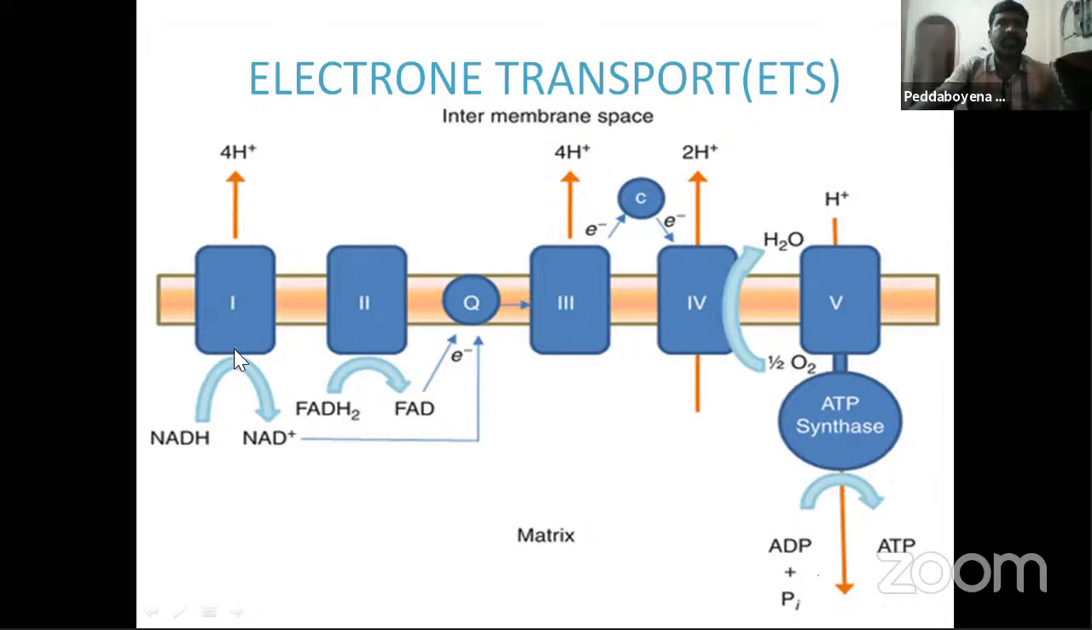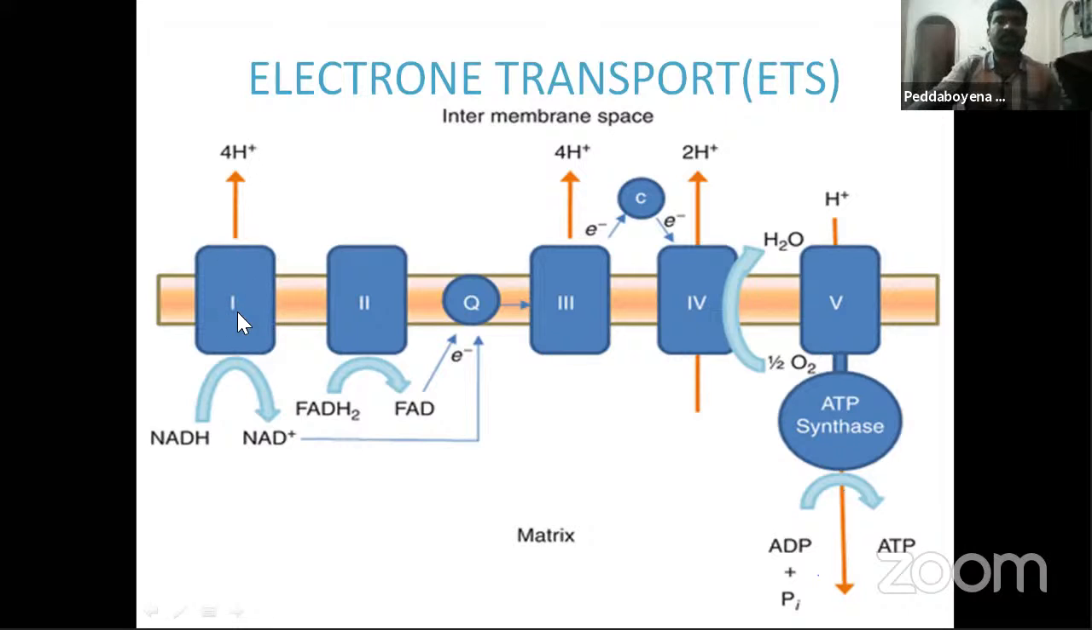So next, the two electrons are transferred, and various opinions are there about pumping the protons to the outside, the inner membrane space. There are mainly different opinions. But here, for every 2 electrons passing through complex 1, there is pumping of 4 protons from the matrix into the inner membrane space. So that is important.